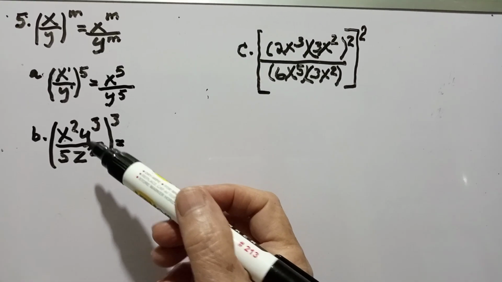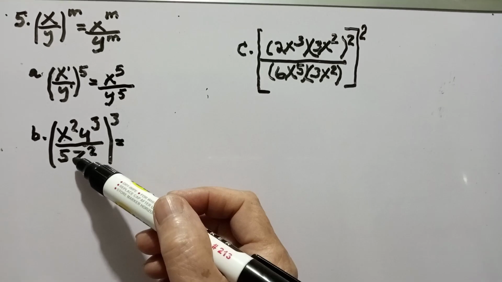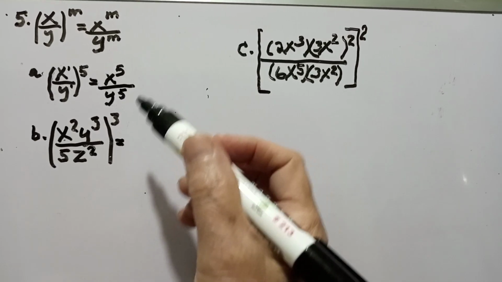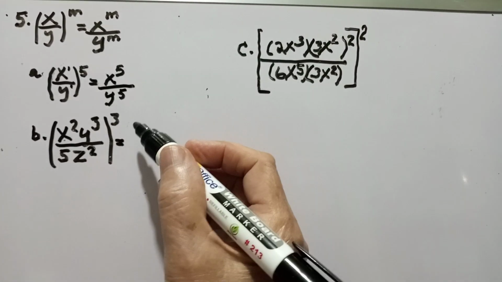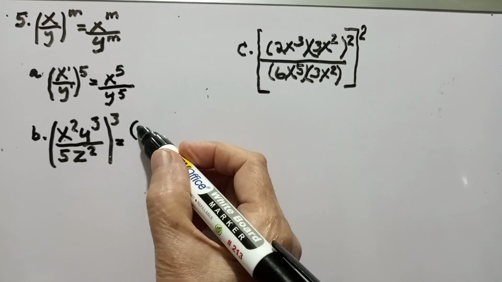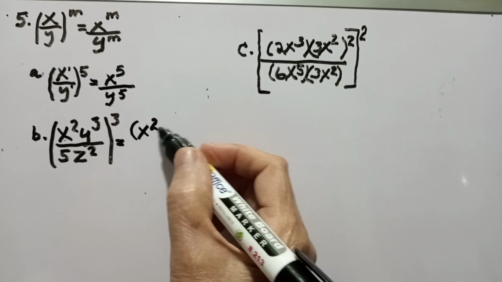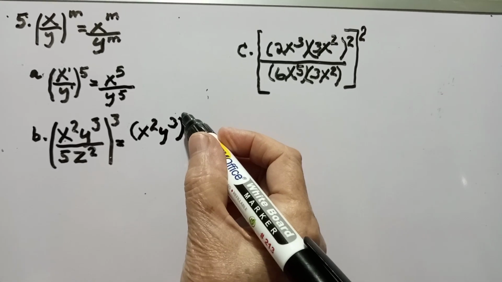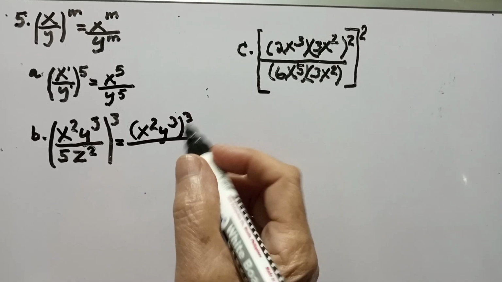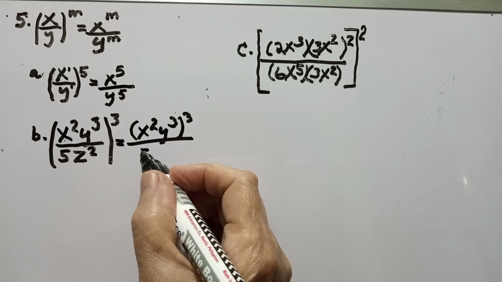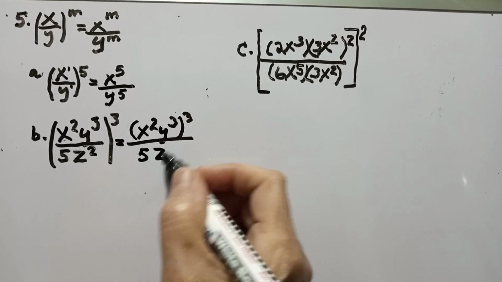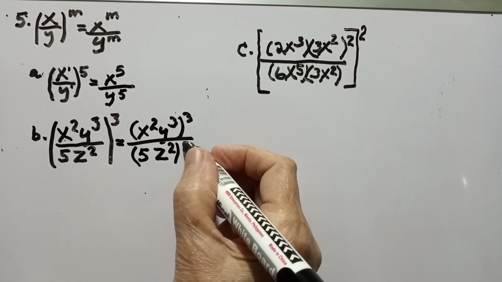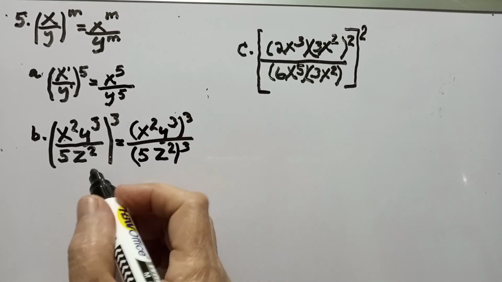We have x squared y cubed over 5z squared, quantity raised to the 3rd power. So by definition, we have x squared y cubed raised to the 3rd power over 5 z squared, quantity raised to the 3rd power, and then expand.